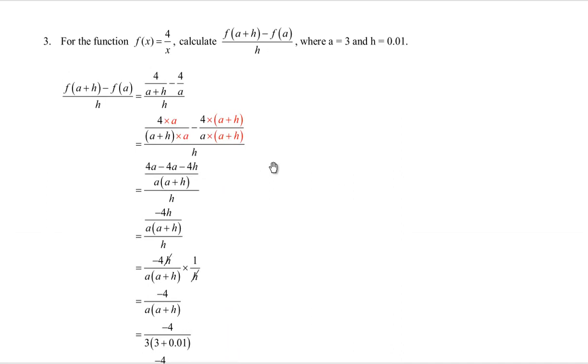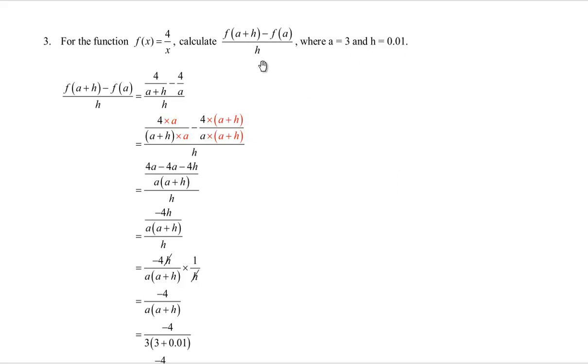On to question number 3. In question number 3, we're given this rational function f of x is 4 over x. We're asked to calculate this rate of change value, and we're asked to find what the rate of change is, where a is 3, so the x value at this point is 3, and h, the distance between these two, is 0.01, 1/100th. So 2 ways you could do this.